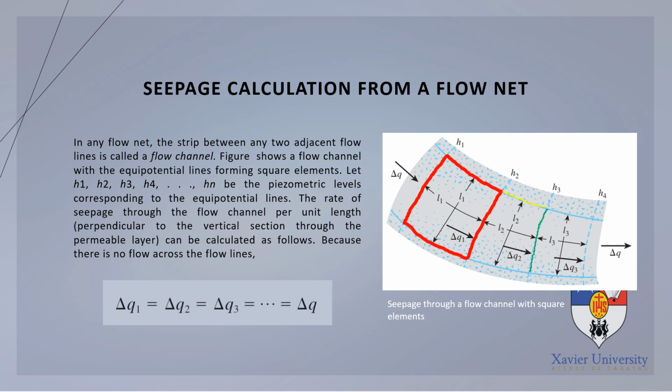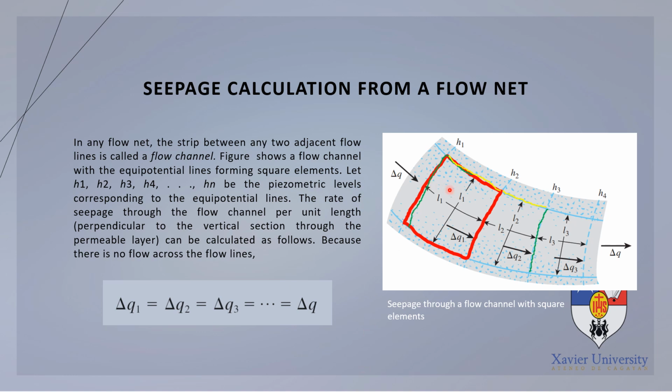So kada intersection nila duha, this is the equipotential line diri nga part, and then this is the flow line. Sa number of equipotential drops, number of squares ang ihapon. So ang ma-create sa intersection between the flow lines and the equipotential line. The figure here shows a flow channel with the equipotential lines forming square elements.